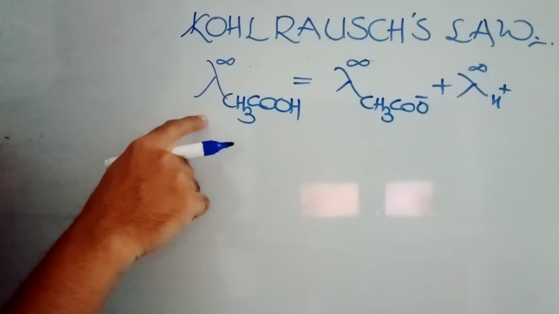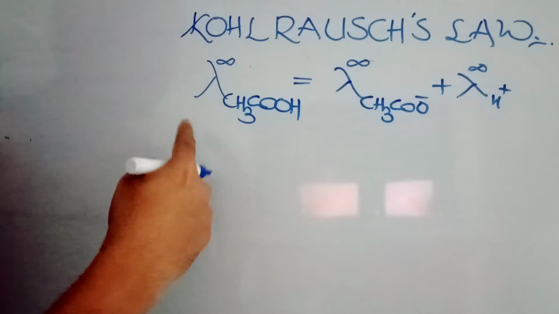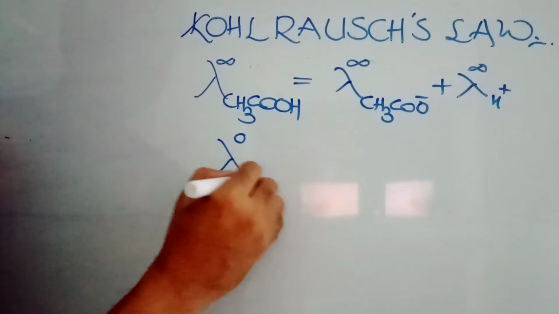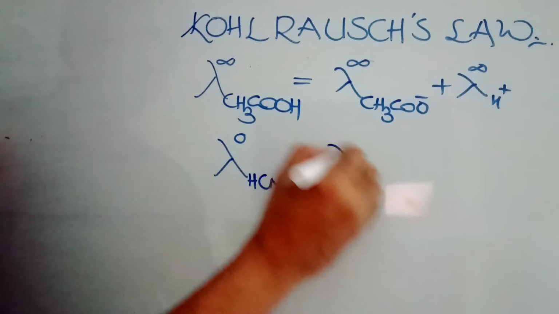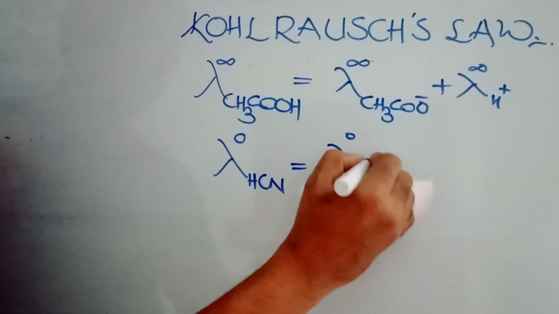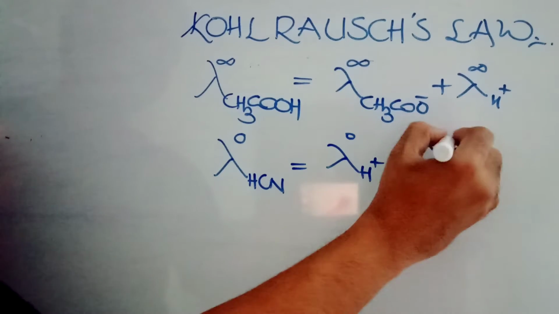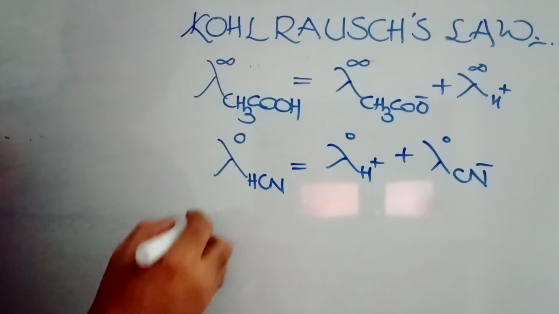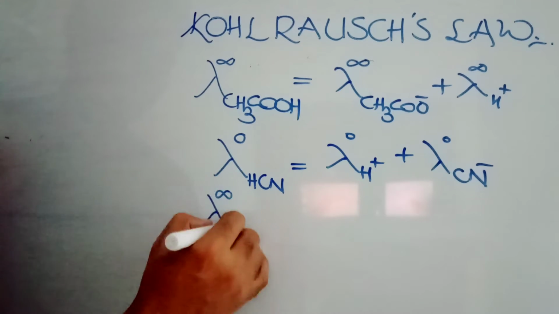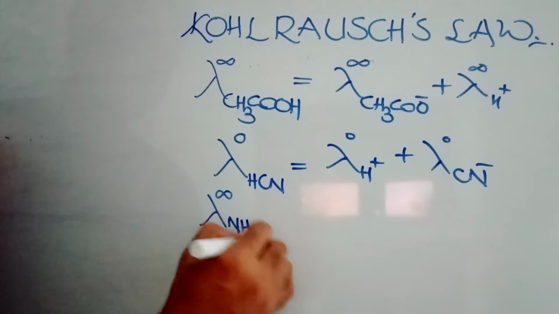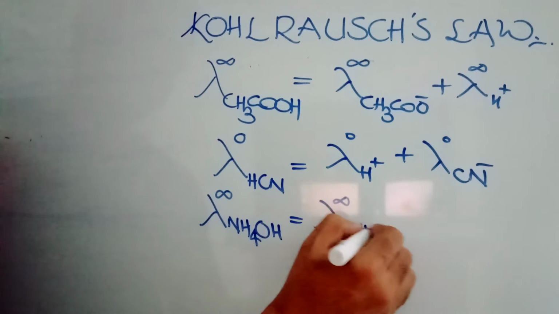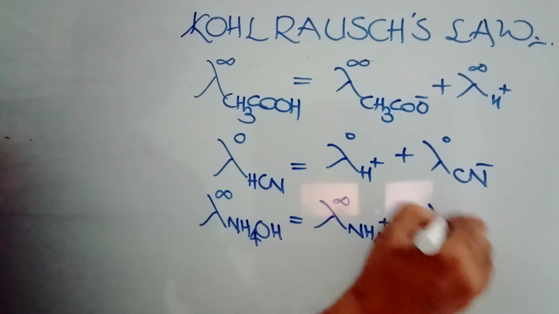It is a weak electrolyte, but if you know this value and this value, you will get this one. Lambda infinity of HCN is equal to lambda naught of H plus plus lambda naught of CN minus. All these are weak electrolytes, that's why I am giving you these. Lambda infinity of NH4OH, ammonium hydroxide, is equal to lambda infinity of NH4 plus plus OH minus.